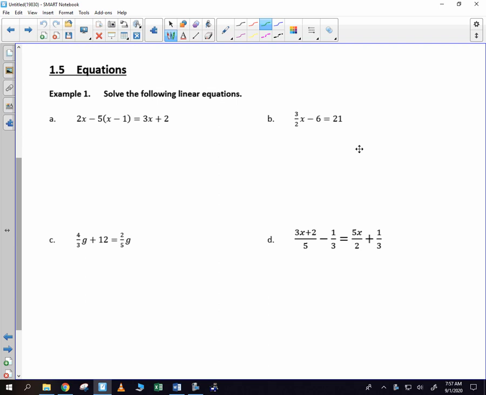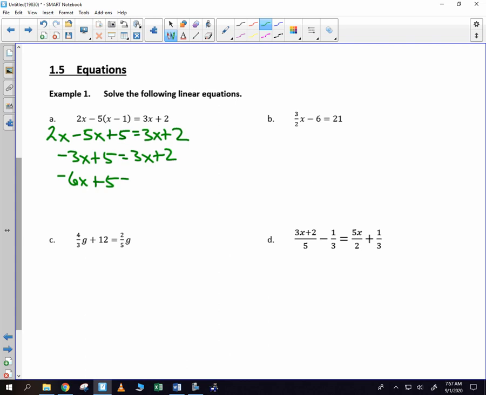Just to review, hopefully these should be review for you. 2x, we're going to distribute the negative 5x, plus 5 is equal to 3x plus 2. And combine like terms. I have a negative 3x plus 5 is equal to 3x plus 2. So I subtract the 3x over, I have negative 6x plus 5 is equal to 2. Subtract the 5, negative 6x is equal to negative 3. Divide by negative 6, x is 1/2. If you wanted to plug it back in, that would verify your answer.